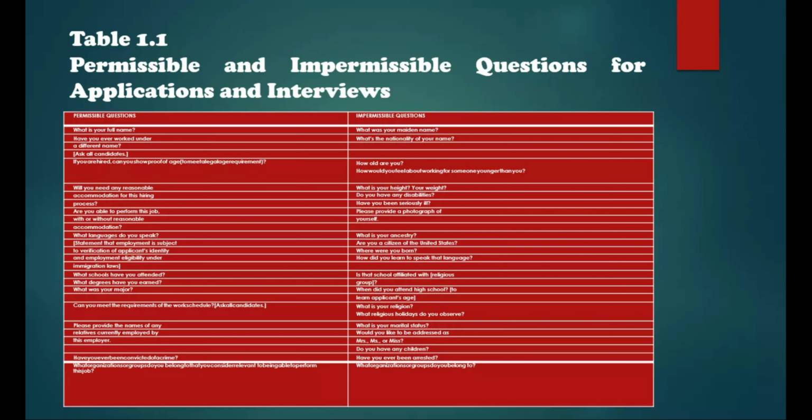So as you can see, on the left side we can notice the permissible questions, and on the right side, the impermissible questions. Examples of permissible questions are, what is your full name? Or have you ever worked under a different name? It is much more acceptable to ask our future job applicants those kinds of questions rather than asking them what was your maiden name or what was the nationality of your name. Another example of a permissible question is, if you are hired, can you show a proof of age? Rather than asking directly, how old are you? Or how would you feel about working for someone younger than you?